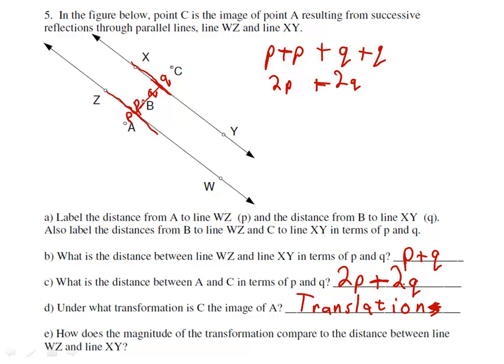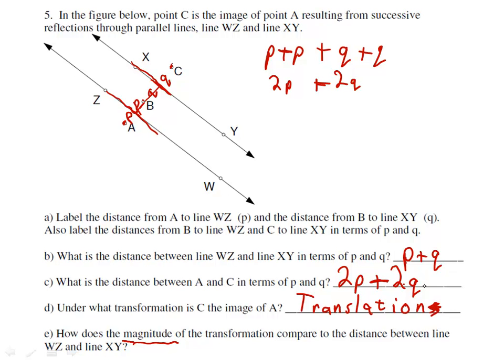The last thing: how does the magnitude of the transformation compare to the distance between the lines WZ and XY? Vocabulary is an important piece of this. Do you know what a magnitude is? Magnitude is the distance from the starting point to the finishing point. And that's what we answered in C. C is the magnitude, 2P plus 2Q. And the distance between the lines, we answered that in part B.